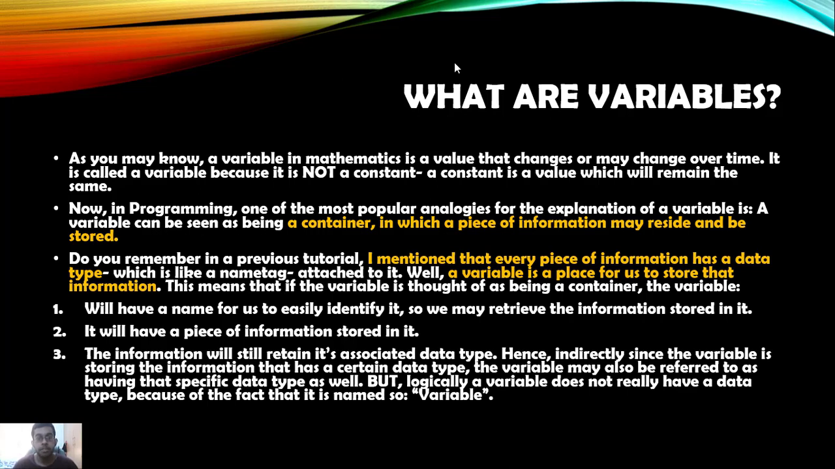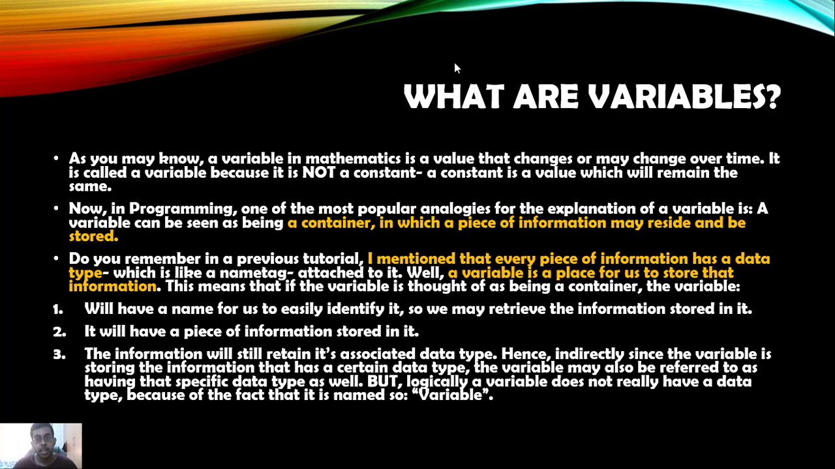This means that if the variable is thought of as being a container, the variable, number one, will have a name for us to easily identify it so we may retrieve the information stored in it. Number two, it will have a piece of information stored in it. Number three, the information will still retain its associated data type.